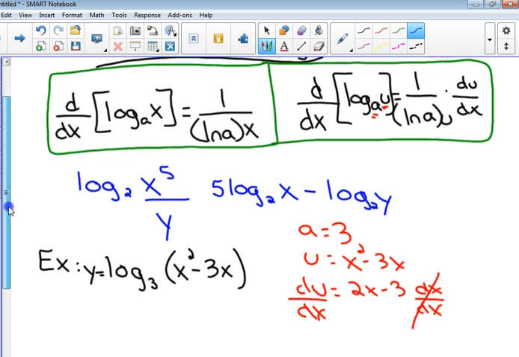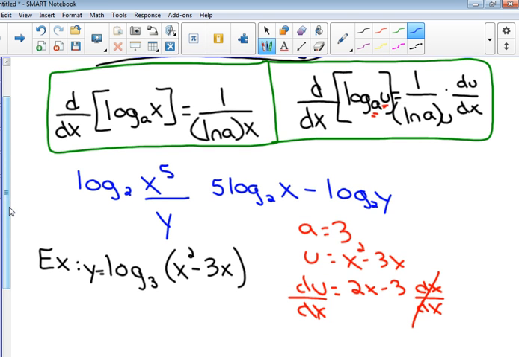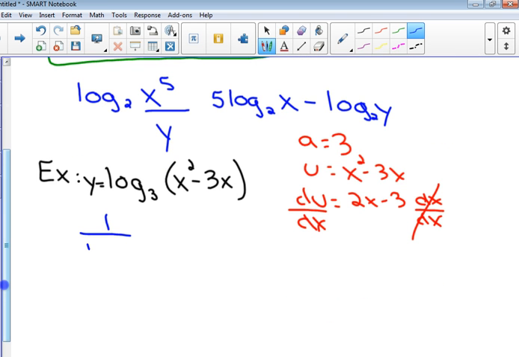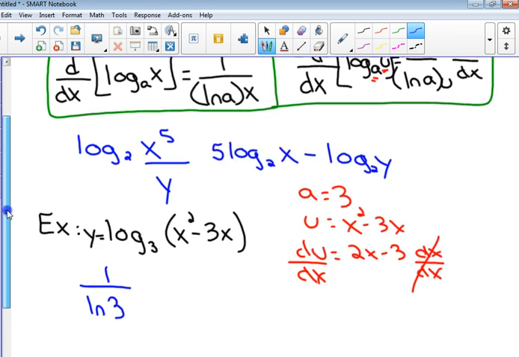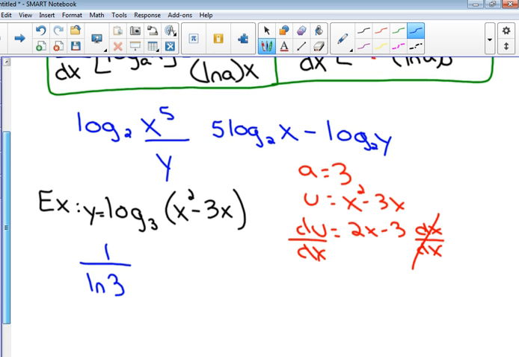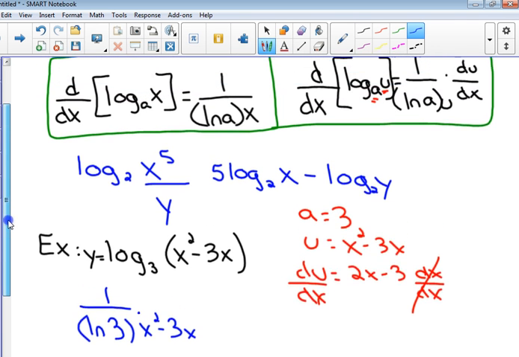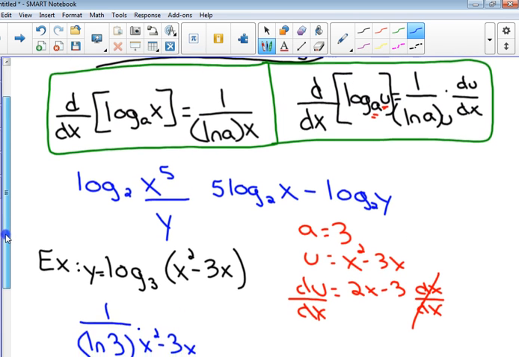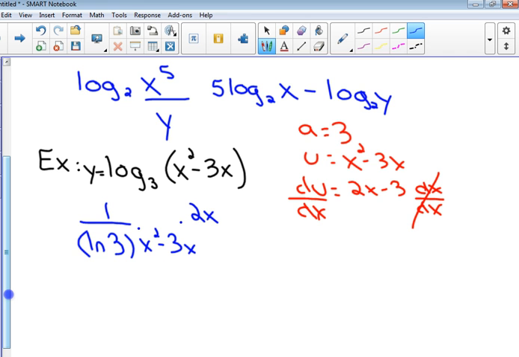Okay, so now you have all the little pieces. When we finish this, we're going to have 1 over ln a, so 1 over ln 3, and then times 1 over u, so the u was x squared minus 3x, and that's on the bottom too, x squared minus 3x, and then times the du dx, so 2x minus 3, that goes on top. Is it over 1, like 3x?